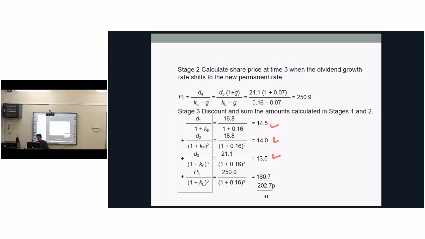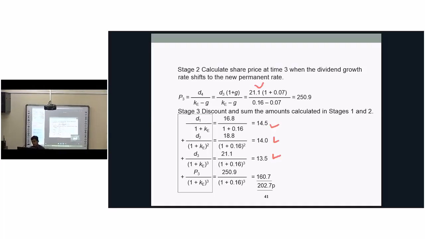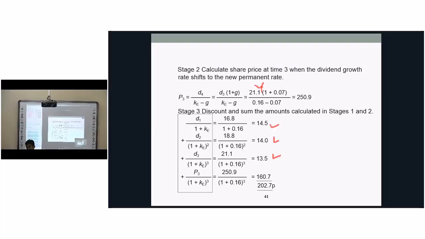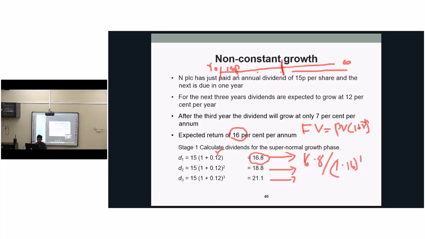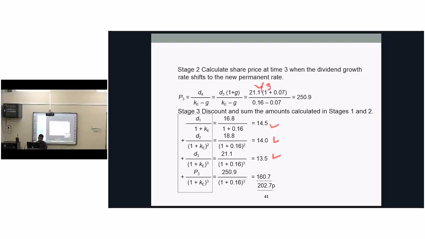So you take the dividend today, that is year 3 dividend, and take the growth rate, divide by KE. They have given 16%. It's given, expected return is 16%. Return for the shareholders, KE. So we put the growth rate as it is. Now in this case we can easily do it because the growth rate is less than cost of equity. So when you apply, you will get an answer of 250.